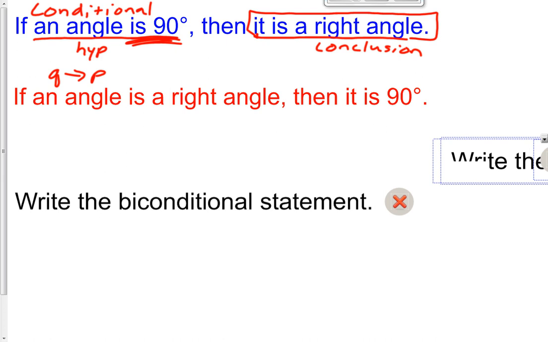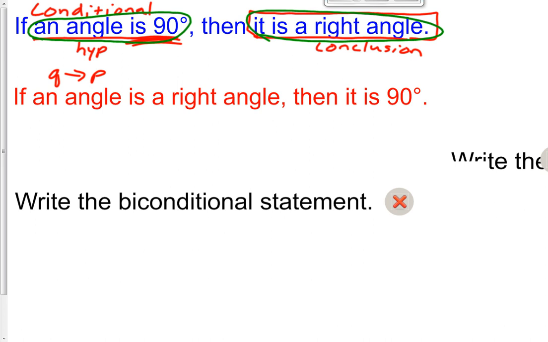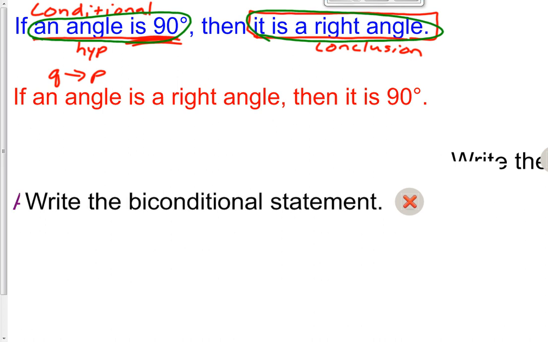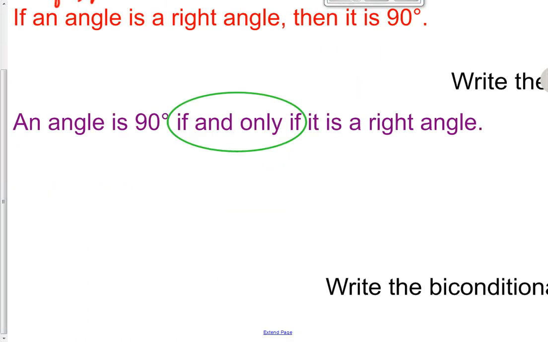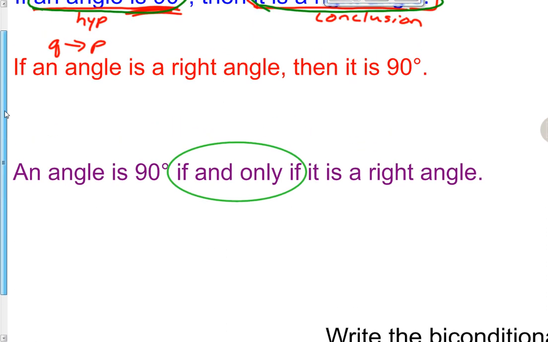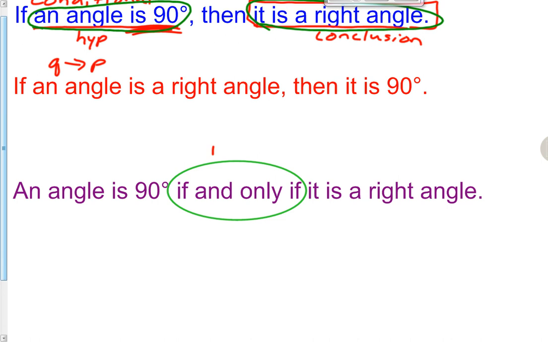So now we're going to write the biconditional. We're going to merge both of these two sentences together. So it's not going to be written in if-then form. We're still going to go in order from the conditional statement. An angle is 90 degrees if and only if it is a right angle. Remember, every biconditional has the words if and only if in them. If you want to abbreviate this IFF, that would be just fine.